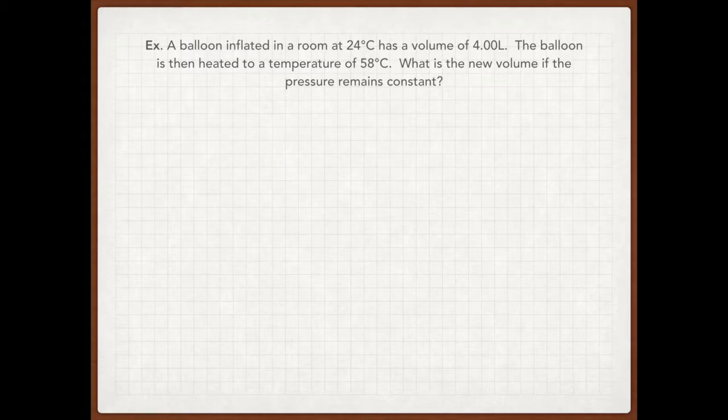So here it tells you a balloon is inflated in a room at 24 degrees Celsius and has a volume of 4 liters. The balloon is then heated to a temperature of 58 degrees Celsius. What is the new volume? So I'm going to be using my Charles' law, V1 over T1 equals V2 over T2. Keep in mind, your temperature must be in Kelvin. So to convert from Celsius to Kelvin, I need to take my Celsius temperature and I need to add 273 to that.